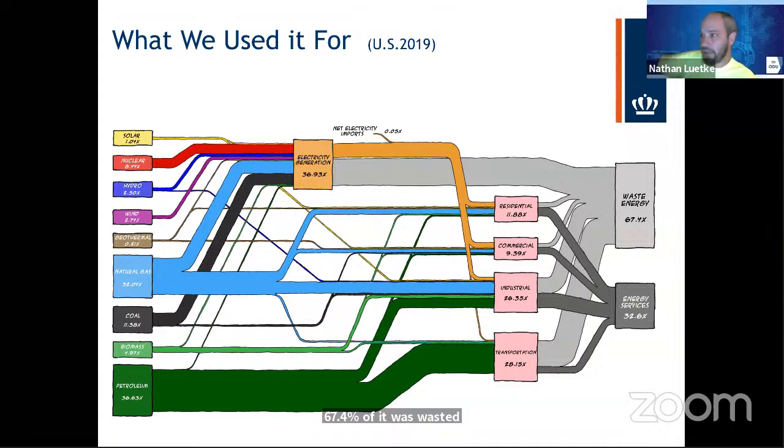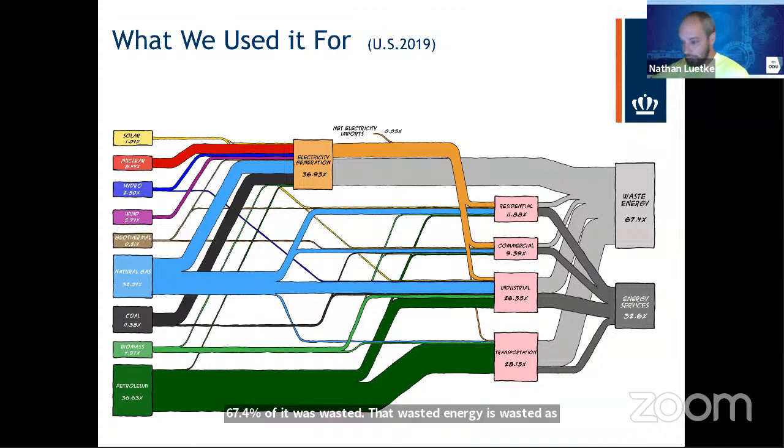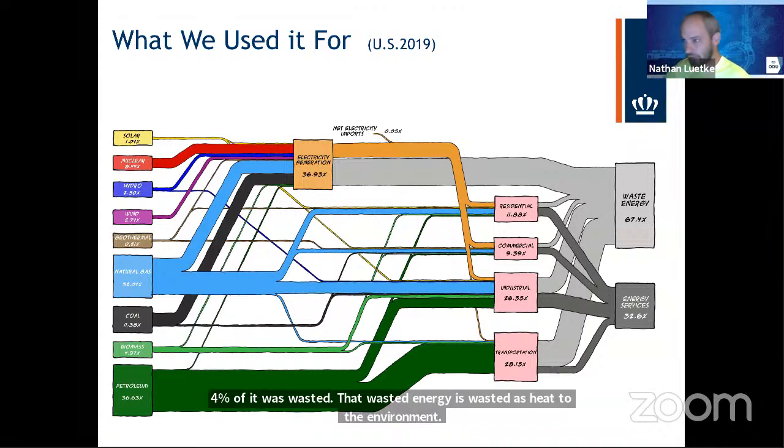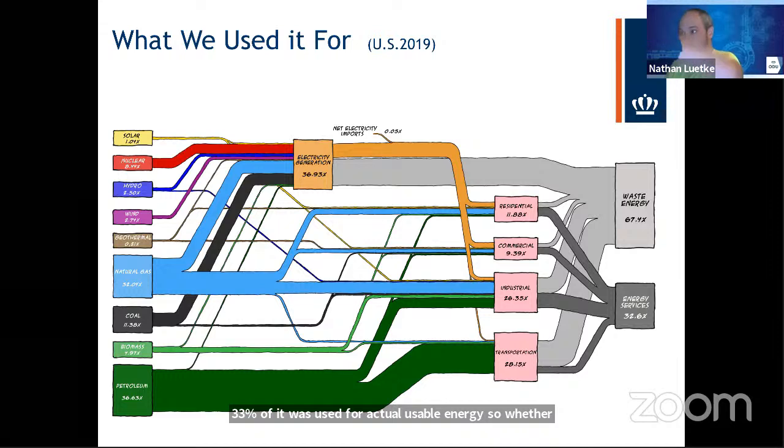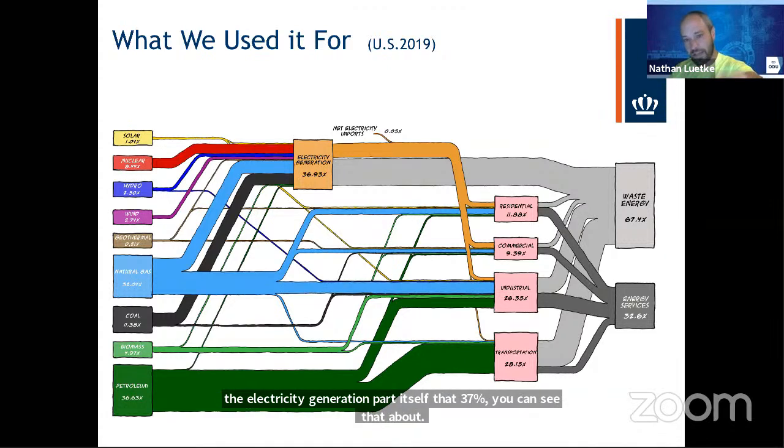Now that wasted energy is wasted as heat to the environment, whether it's in the exhaust gases, through a condenser in a steam power plant, heating up a lake, etc. 33% of it was used for actual usable energy. So whether that was moving a vehicle or generating electricity that we were able to use, etc. In the electricity generation part itself, that 37%, you can see that only about 33% of that energy is actually used. The rest of it's all wasted in the process of just making it into electricity.